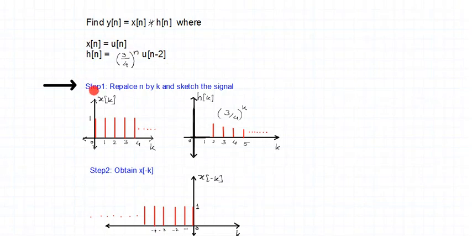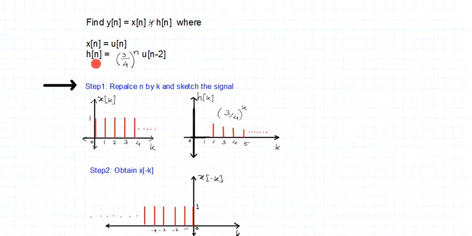The very first step is to replace n by k. So we call the signals x[k] and h[k]. x[k] has all the samples of magnitude 1 extending from 0 to infinity.